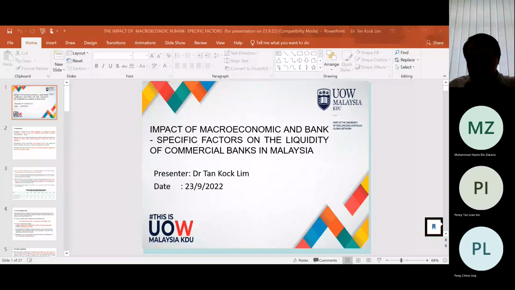Let me share the paper with you. Okay. This paper talks about the impact of macroeconomic and bank-specific factors on the liquidity of commercial banks in Malaysia. For this particular case, I'm going to look at the impact of macro and also bank-specific factors, and how these two factors can affect the liquidity of commercial banks in Malaysia.